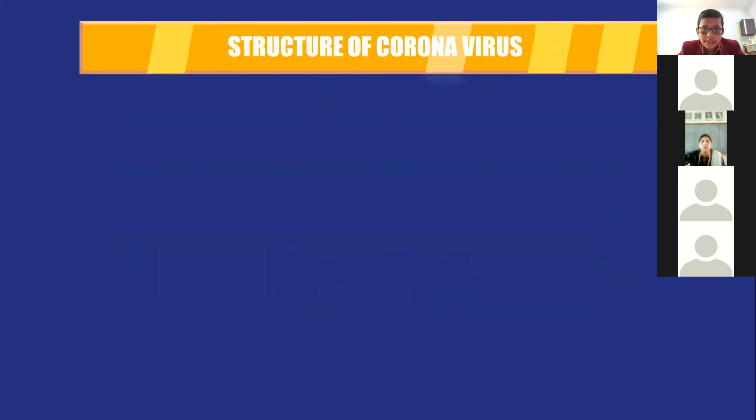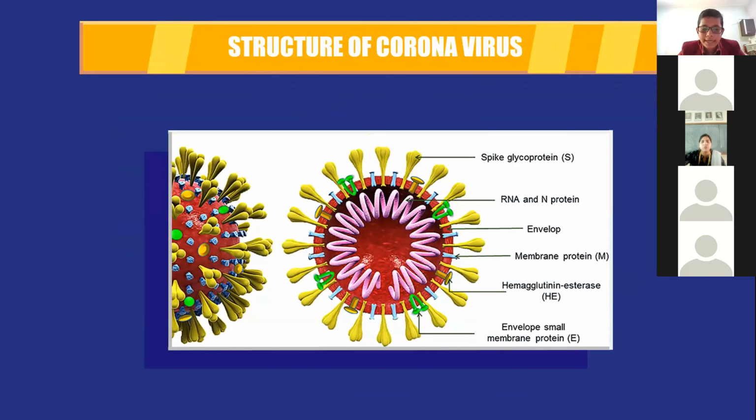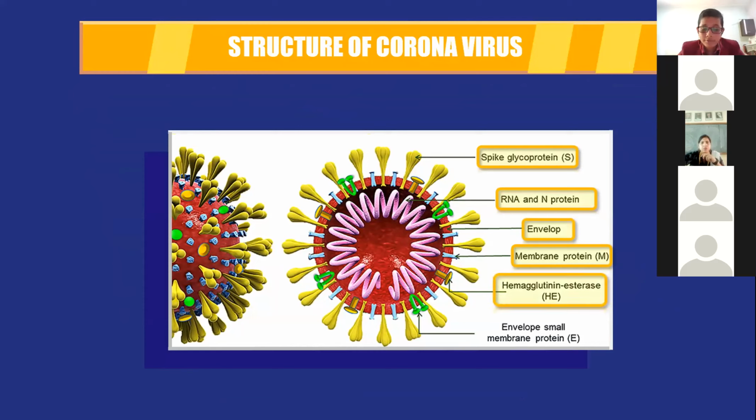Now let us see what is the structure of coronavirus. First, it has spike glycoprotein. Spike glycoprotein is crucial for binding of host cell receptor to facilitate the entry into the host cell. Second is RNA. RNA gives code to host cell to make copies of the virus. Third is envelope. Envelope is a bilayer lipid membrane that protects the virus. Fourth, membrane protein. It determines the shape of the virus.